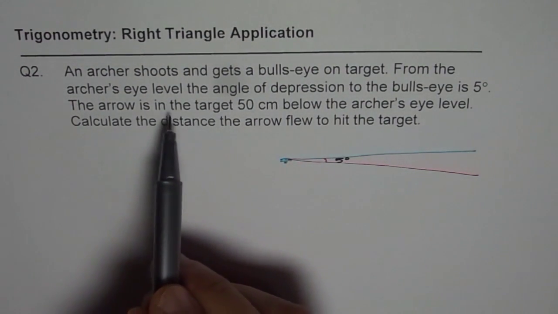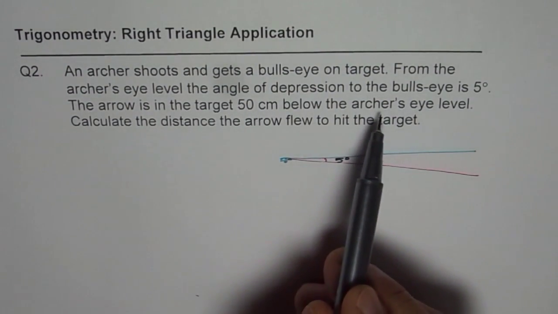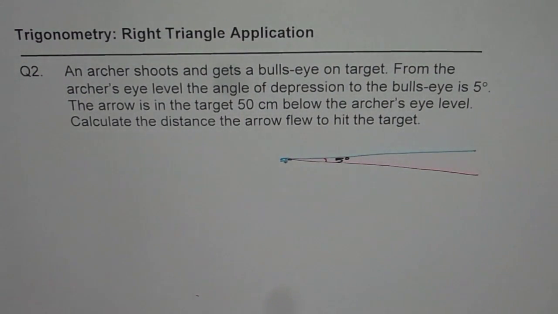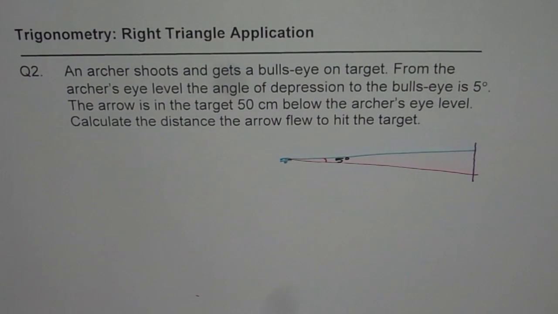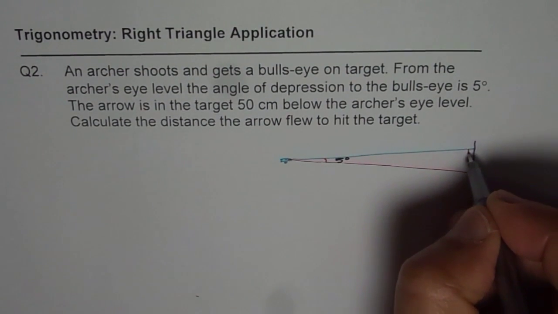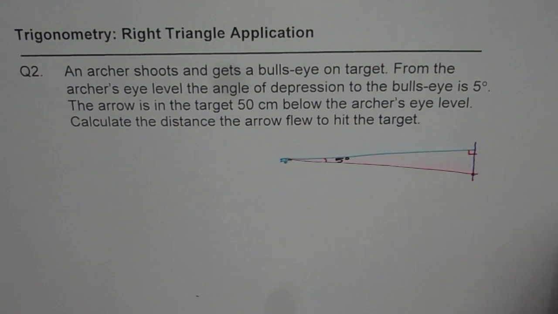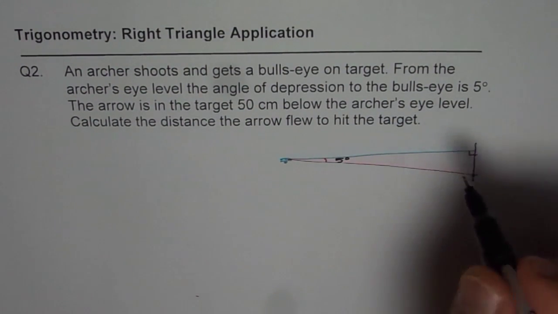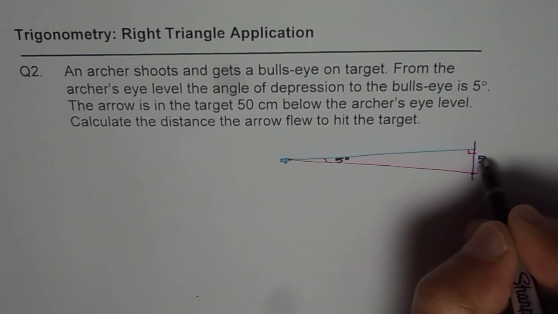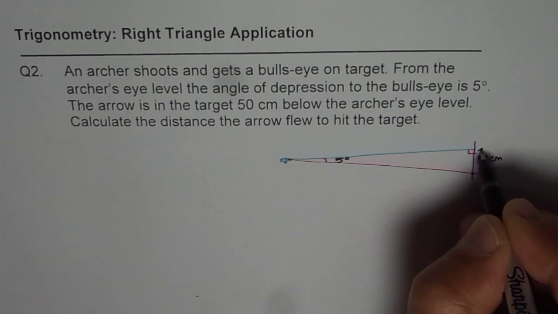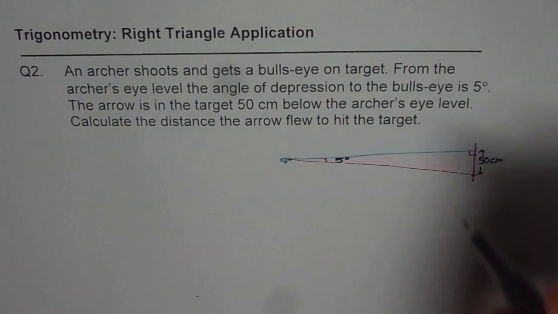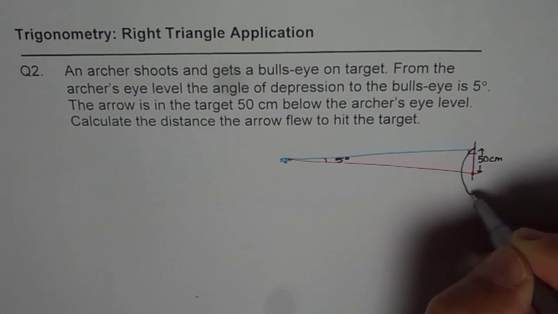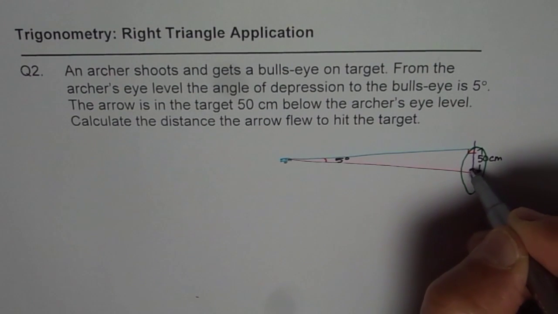The arrow is in the target 50 centimeter below the archer's eye level. It means that if I connect these 2 points with a straight line, we have a right triangle here. Below, that is the shortest distance. Do you see that? That is the shortest distance, and that distance is 50 centimeter. So this distance, and that is the target for us. Think like this, this is kind of a target.